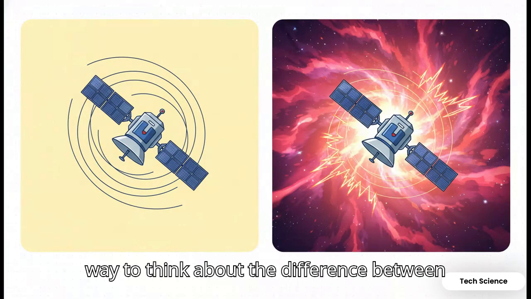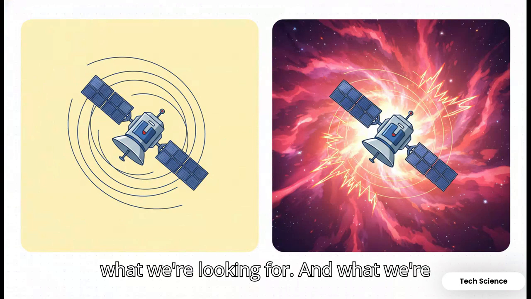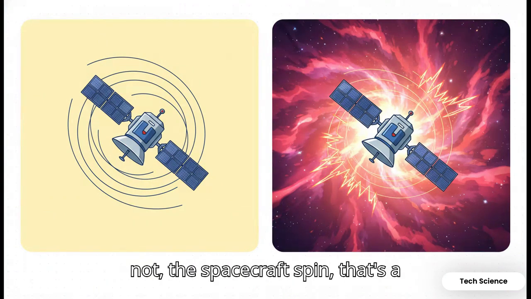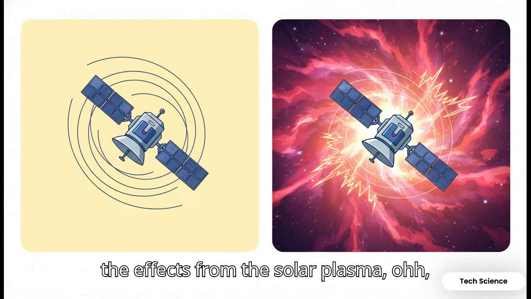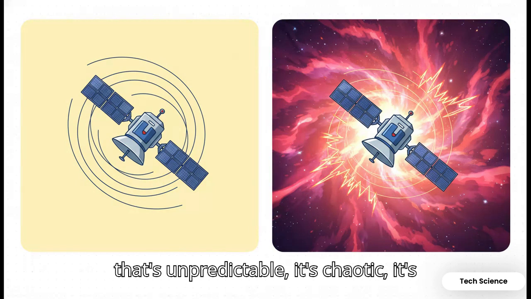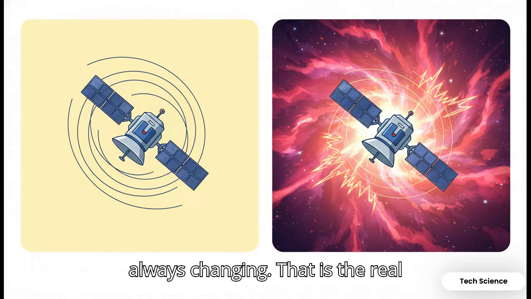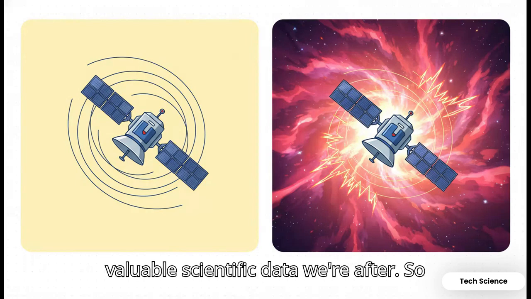And this is a perfect way to think about the difference between what we're looking for and what we're not. The spacecraft spin, that's a man-made effect. It's regular, it's predictable, it's easy to get rid of. But the effects from the solar plasma, oh, that's unpredictable, it's chaotic, it's always changing. That is the real, valuable scientific data we're after.